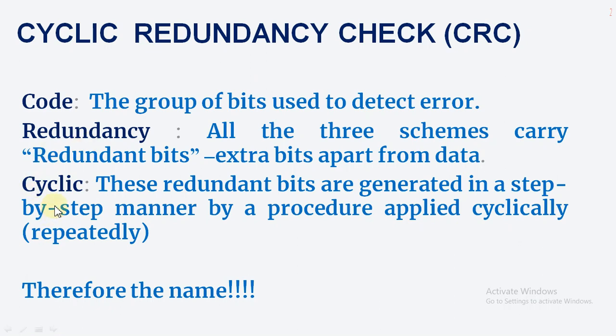And it is cyclic because the cyclic terminology comes from the fact that these codes, the redundant codes, will be found out through a cyclic procedure, that is modulo 2 division. Therefore cyclic redundancy check or cyclic redundancy code has the entire procedure hidden in the name itself.